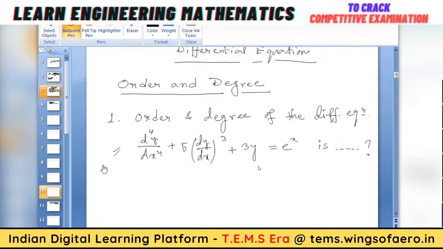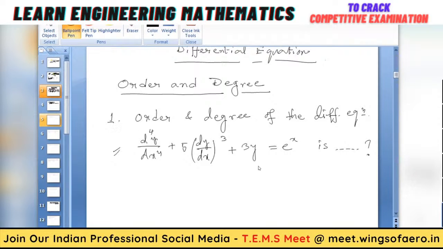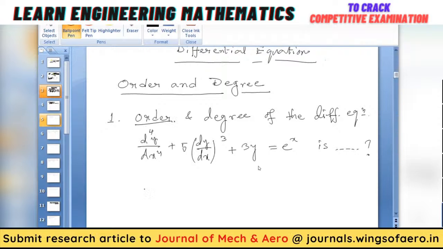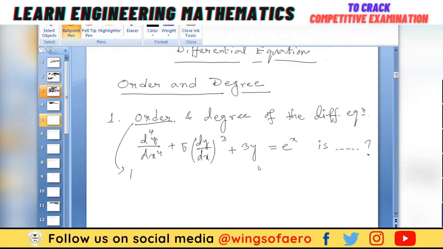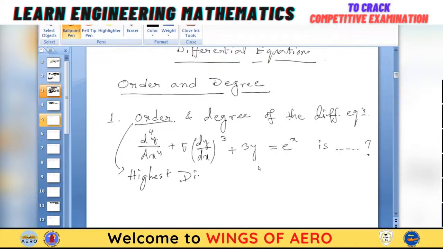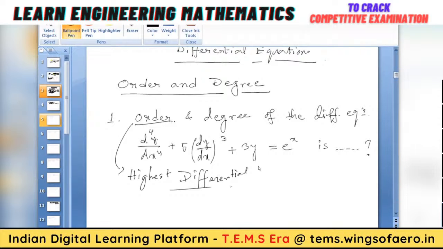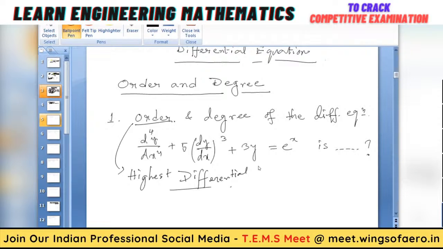Okay, so let's remember it again. First of all, what is order? Order is nothing but the highest differential. Order means highest differential order. So what is the highest differential here?